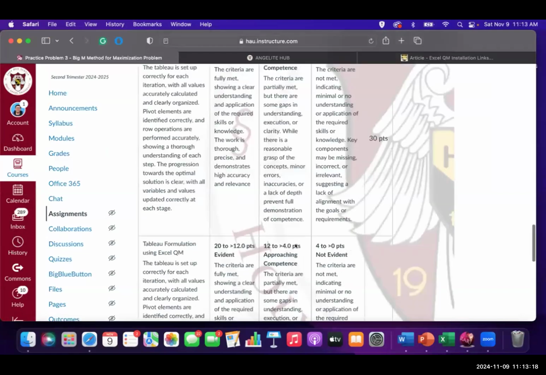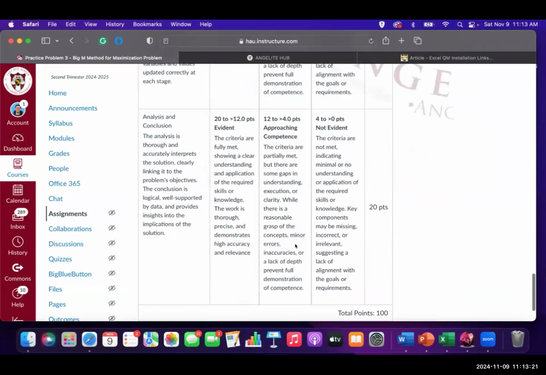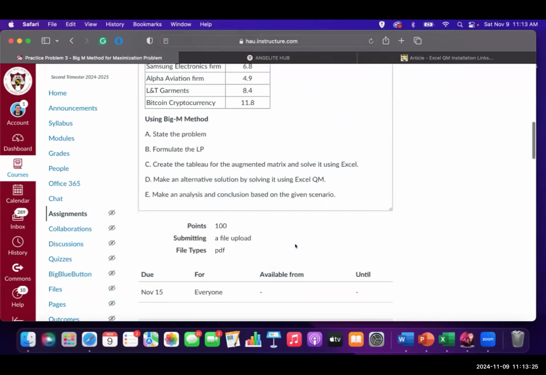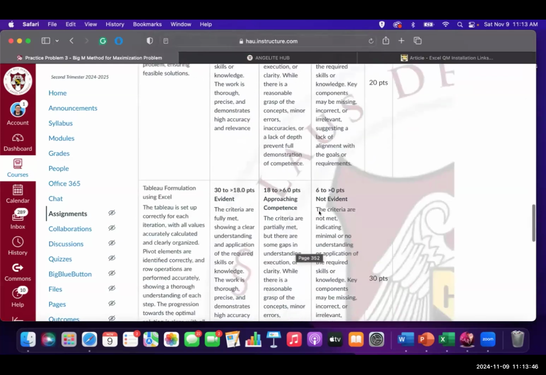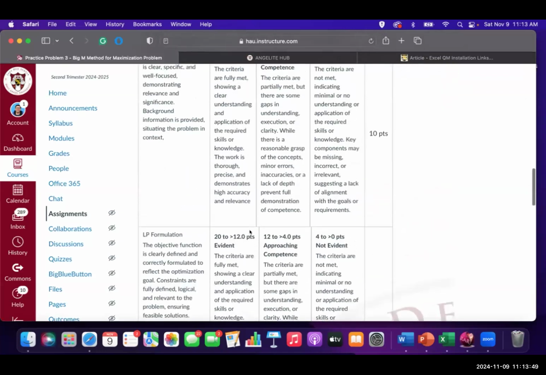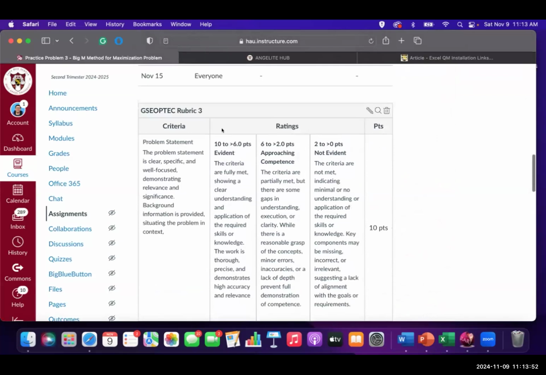Of course, we have the rubric on how to grade your output. Hopefully tama naman yung sagot, no? Pero kung hindi tama yung sagot, once I check it, I'll give feedback, return it to you, and then you have to redo it again. Pero kung tama na, that's okay. Dapat ang objective natin dito, our grade should all be under the evident. So kung andun tayo dun sa approaching or not evident, we have to redo our work.